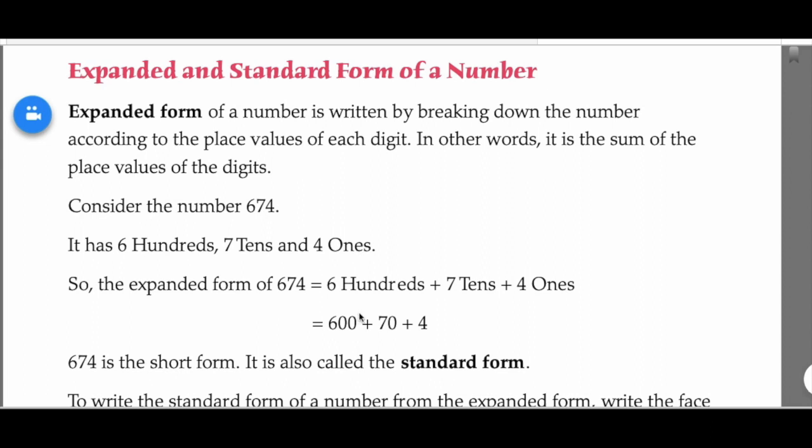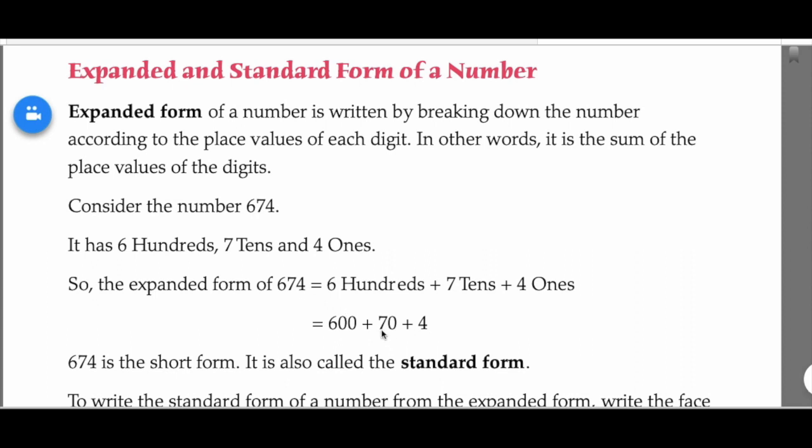Why are we using the plus symbol in between these numbers? It is because in expanded form, when you add all these numbers, you will get this number. For example, in ones place we have 4. Here in ones place we have 0. Here in ones place we have 0. So when you add a number with 0, you will get the same number. So here we have got 4.